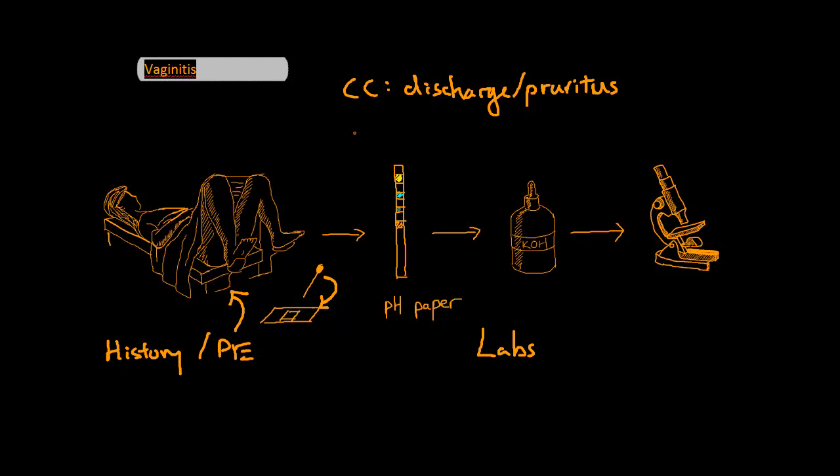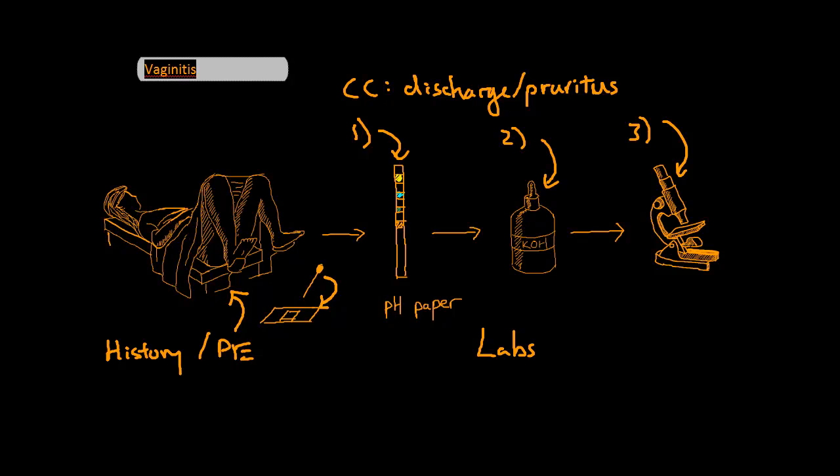The OB steps out of the room and does the following three tests: pH, KOH, and then microscopy. Now, the point of all these tests is to use some detective work to figure out which of the three vaginitis types the patient has.